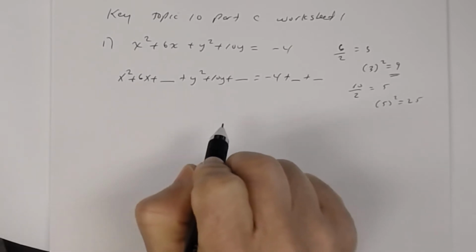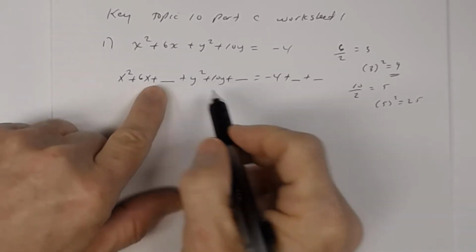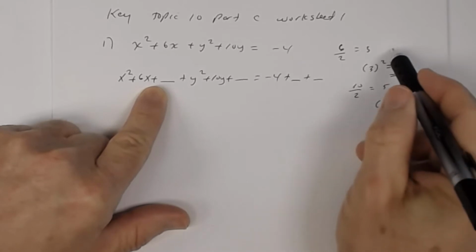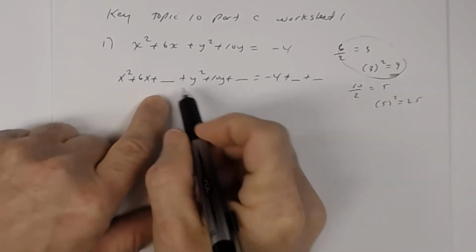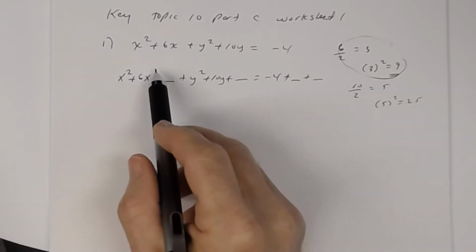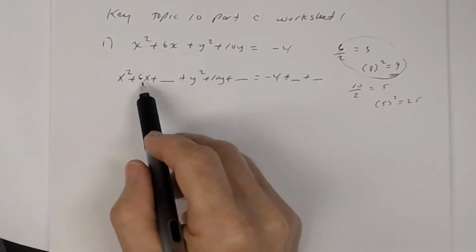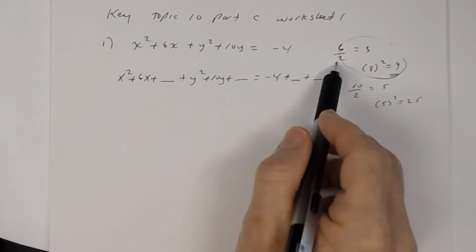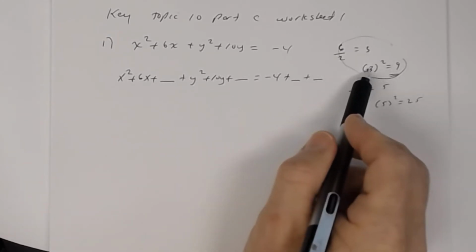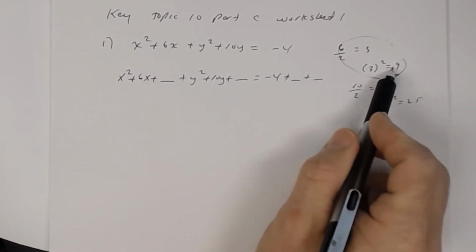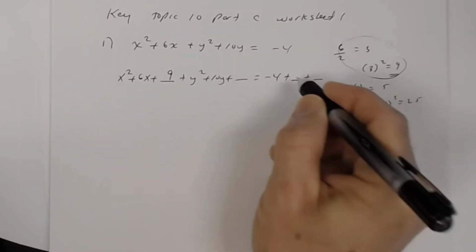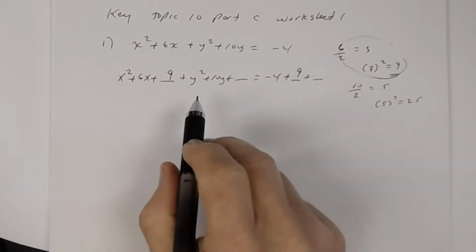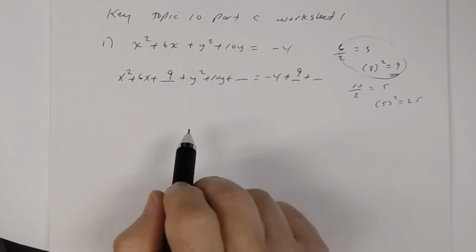The number that goes here is the number from step 2. Take the coefficient of x, which is 6, divide by 2, I get 3. Once you get 3, the next step is to square it, and you get 9. So I'm going to add 9 to both sides. What you do to the left, you do to the right.